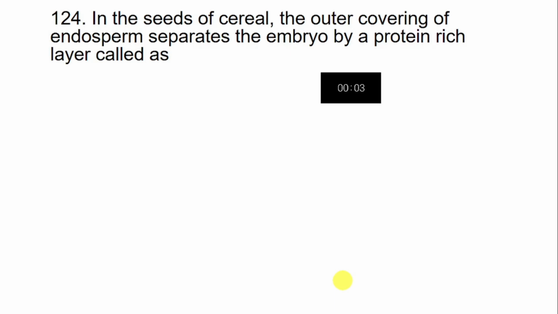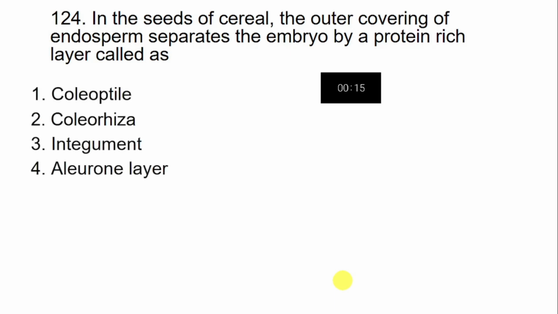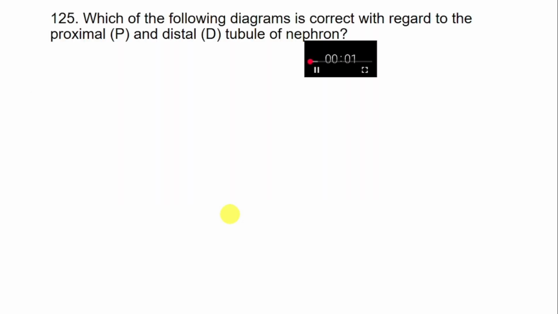In the seeds of cereal, the outer covering of endosperm separates the embryo by a protein-rich layer which is called aleurone layer. This is a straightforward question. Option 4. Next one. Which of the following diagrams is correct with regard to proximal and distal tubule of nephron?